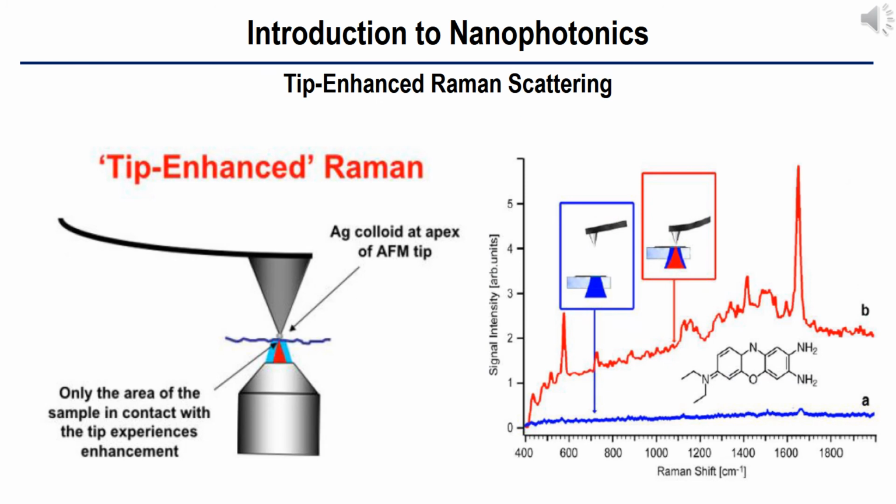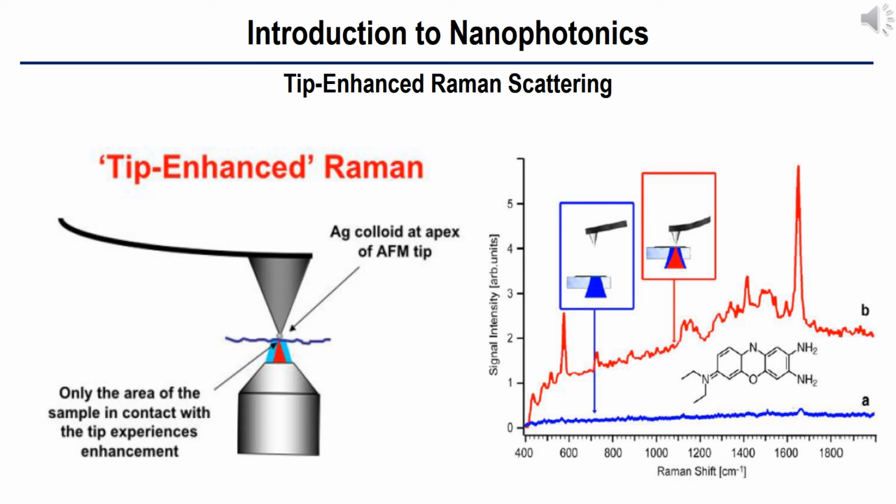Along with SERS, there is another type of Raman scattering spectroscopy based on an AFM tip. This Raman scattering is called tip-enhanced Raman scattering, or TERS. As the name indicates, TERS relies on the AFM tip, which holds some amount of silver nanocolloids at the apex. The silver colloid particles at the tip work as the plasmonic hotspots, which greatly enhance the Raman scattering intensity for some molecules.